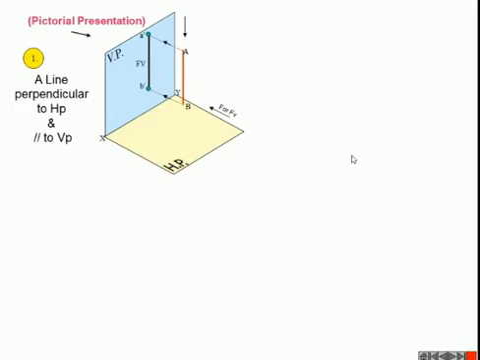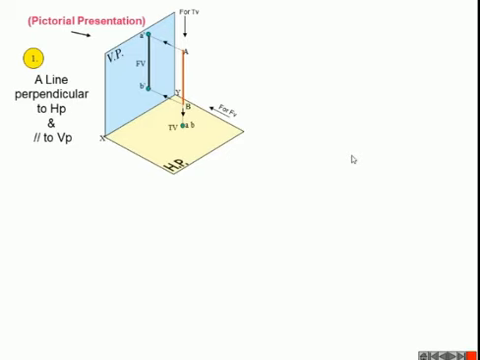Similarly, for the top view of the line AB projected on the horizontal plane, because the line is vertical, its entire length seems to be a point. Therefore, the top view of the line AB is a point. So A and B coincide with each other. That is the top view.